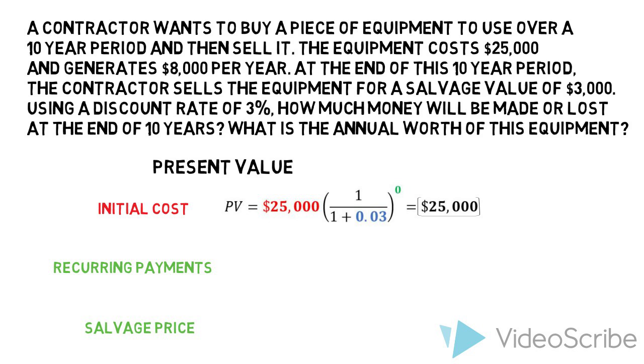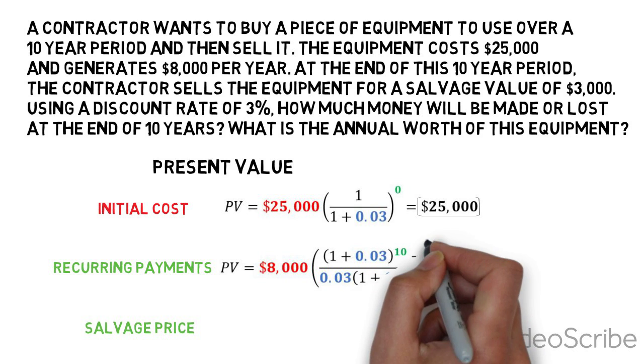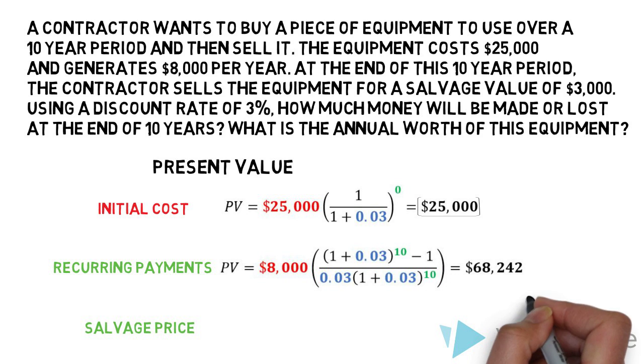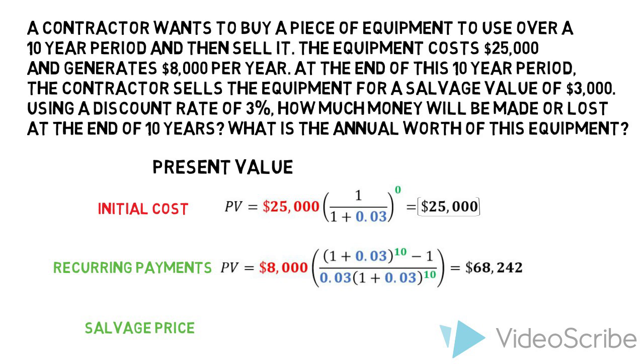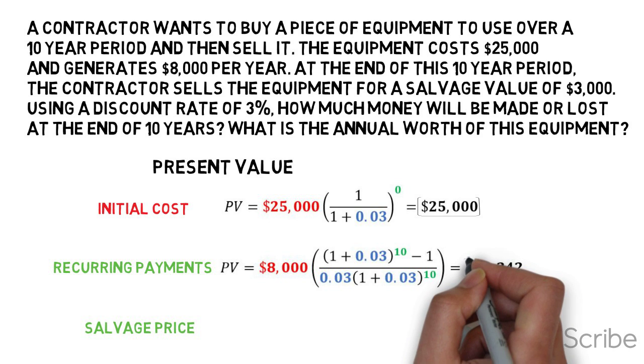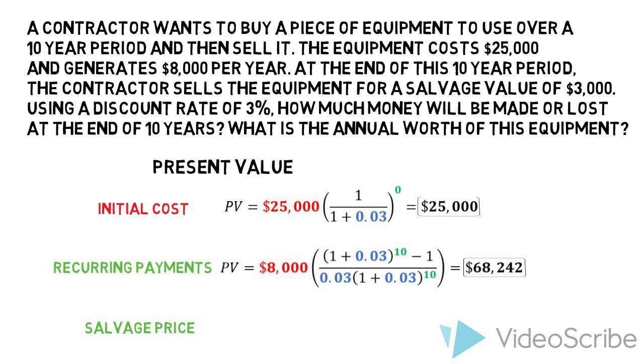In order to calculate the net present value, the present value of each cash flow must be calculated. Since the $8,000 value occurs over 10 years, the present value equation for recurring payments can be used. This shows that payments of $8,000 are occurring over 10 years at a discounted rate of 3%. This results in a total present value of about $68,242.